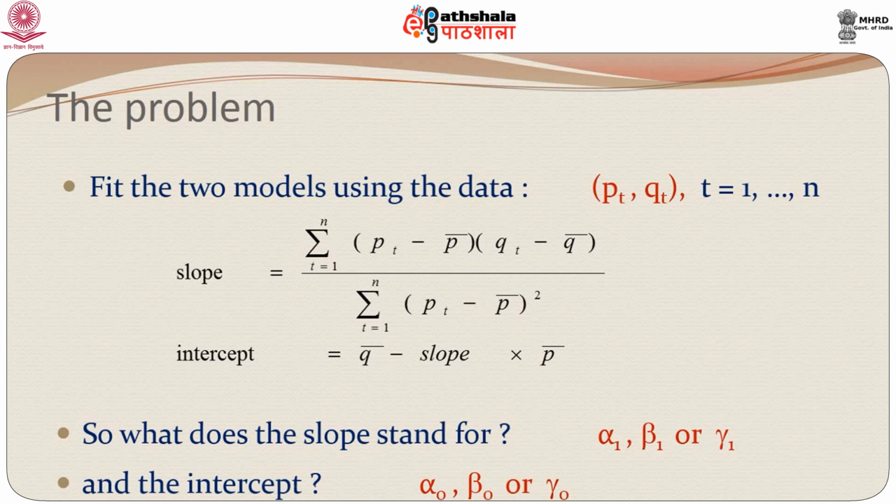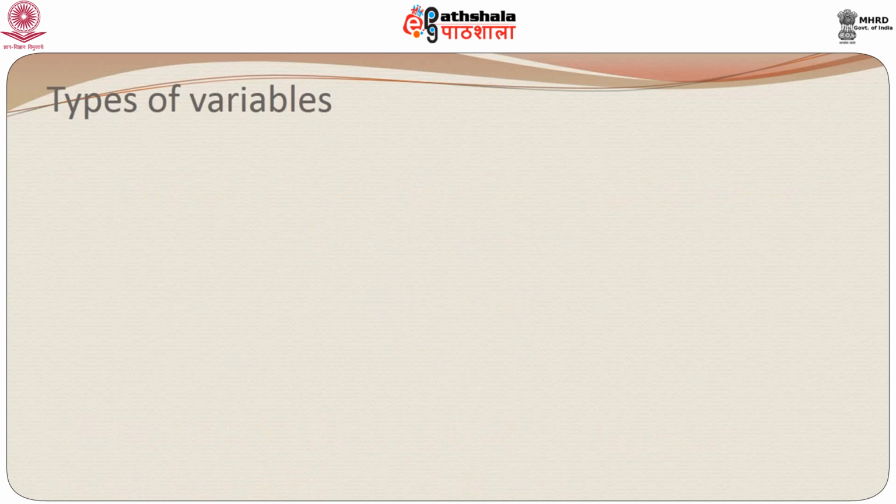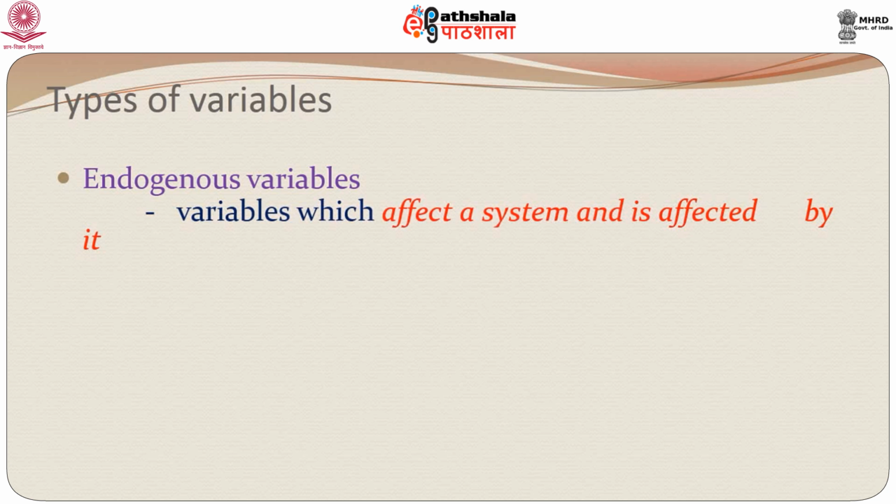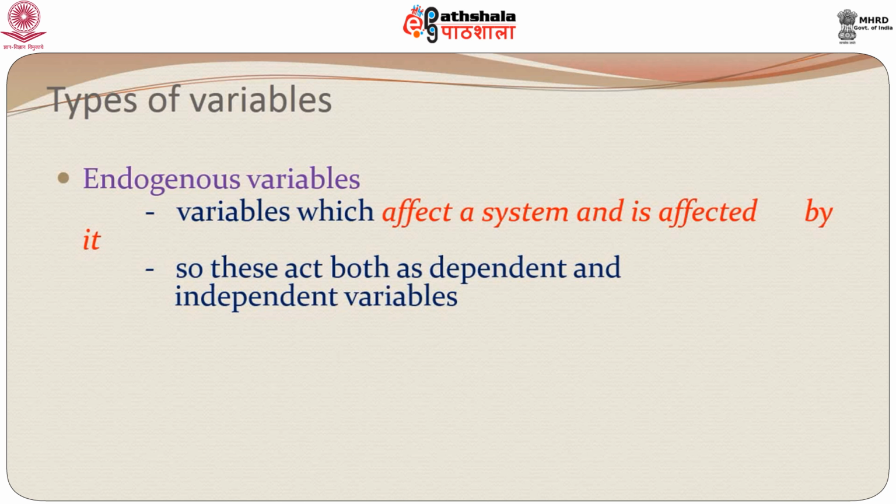So, these are typical problems that we come across when we look at simultaneous equation models. But at the very beginning of simultaneous equation models, since we are not very sure of which variables are endogenous and which variables are exogenous to the system, we need to define these endogenous and exogenous variables. So, what are endogenous variables? Endogenous variables are variables which affect a system and are also affected by it.